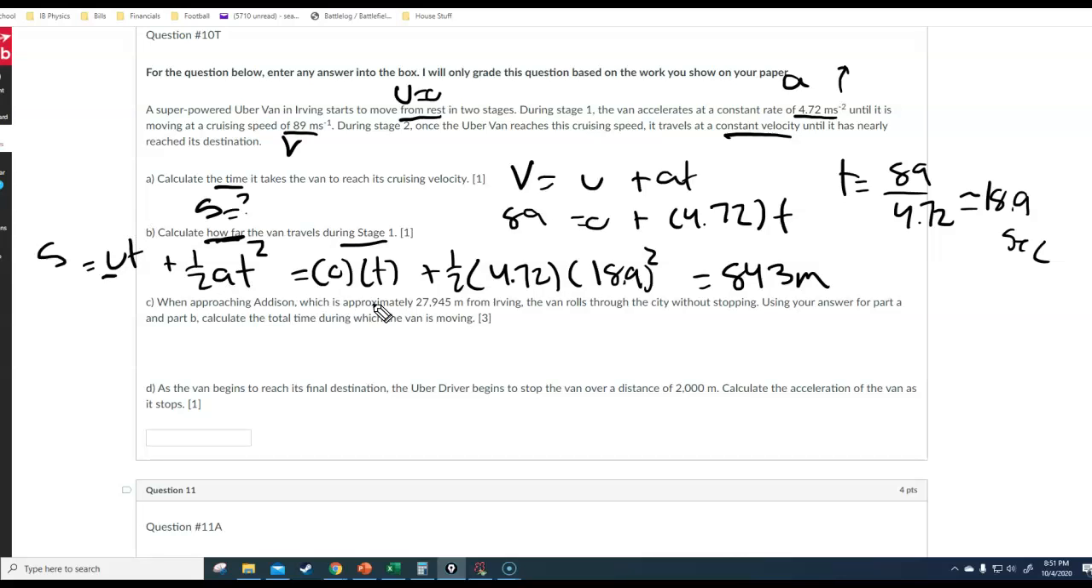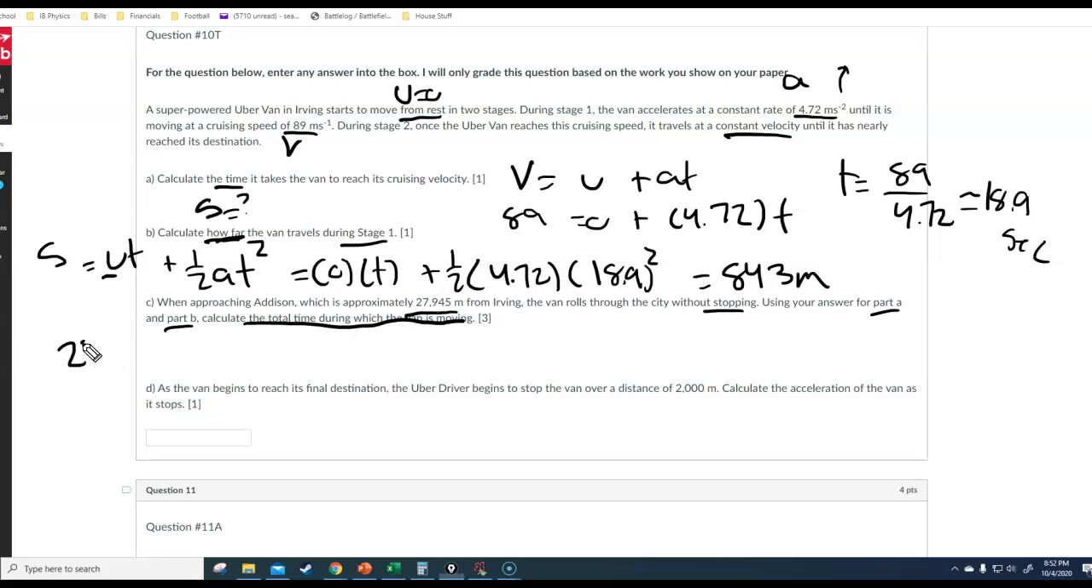When approaching Addison, which is approximately 27,945 meters from Irving, the van rolls through the city without stopping. Using your answer for part A and part B, calculate the total time during which the van is moving. Now this is a 3-point question. Here's why. Number 1, the van is now in stage 2.